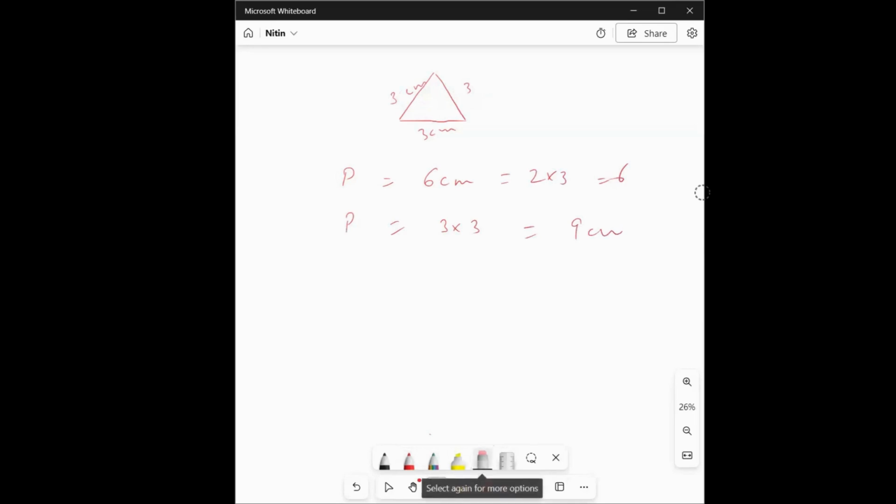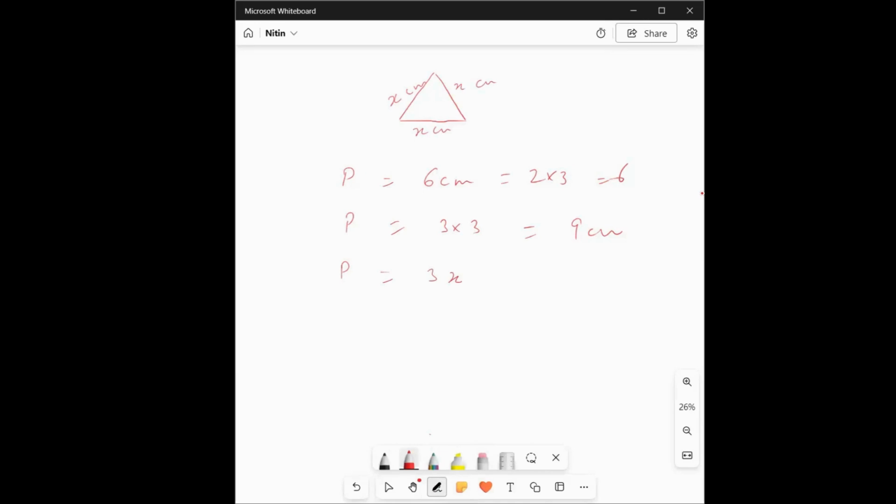Now, if I say the sides are not 3 or 2, now I'm saying the side is x centimeters. What would be the perimeter in this case? P would be equal to 3x, 3 times x. So we got a general formula to figure out the perimeter of an equilateral triangle.